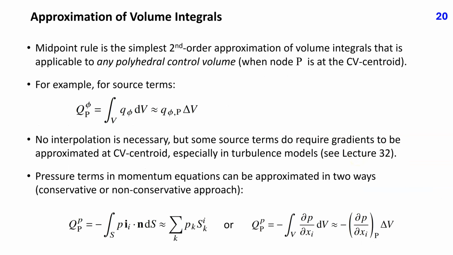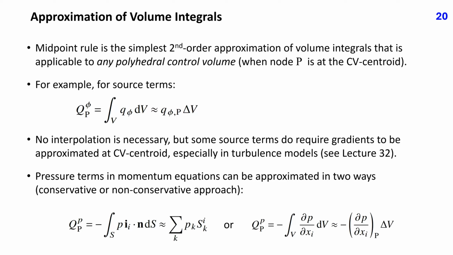Midpoint rule is also the simplest second-order approximation of volume integrals that is applicable to any polyhedral control volume when node P is at the CV centroid. For example, for source terms, we simply multiply the specific source at node P by the cell volume. No interpolation is necessary because variable values and fluid properties are stored at the cell center. However, some source terms do require gradients to be computed at the cell centroid, especially those for turbulence models, as will be described in lecture 32.